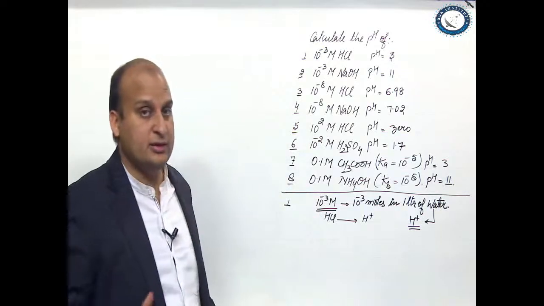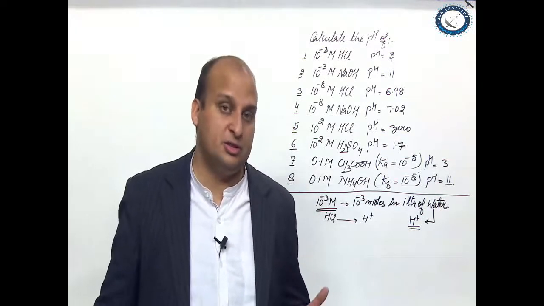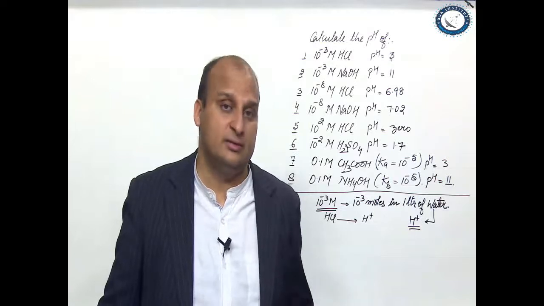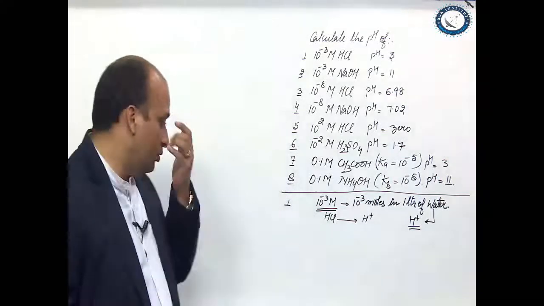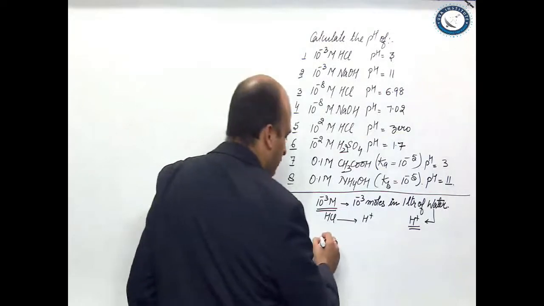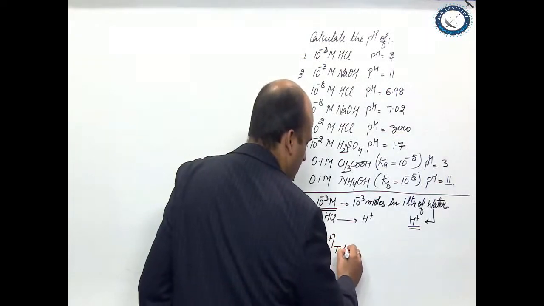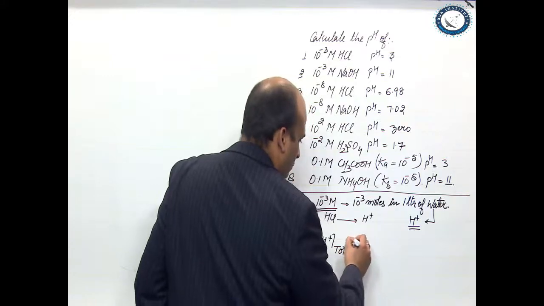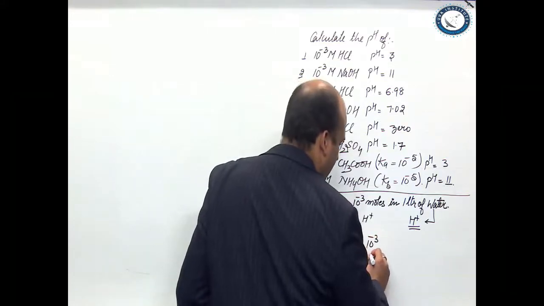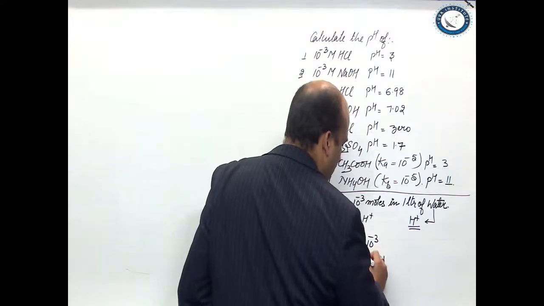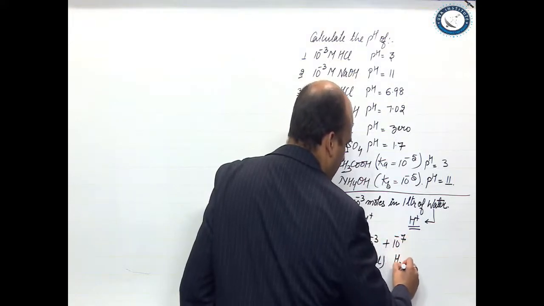As we have already discussed, in case of neutral solution or in case of water, the H plus ion concentration is 10 raised to power minus 7. So there are two sources of H plus over here, okay. So the first step over here is to find out what is the H plus total. So the H plus total is 10 raised to power minus 3, which comes from HCl, plus 10 raised to power minus 7, which comes from water.